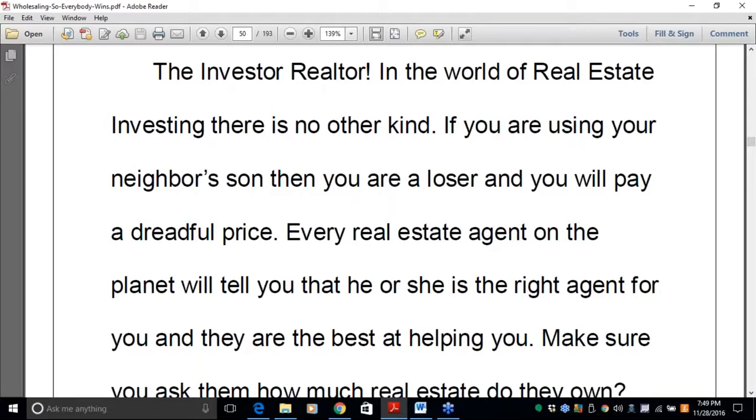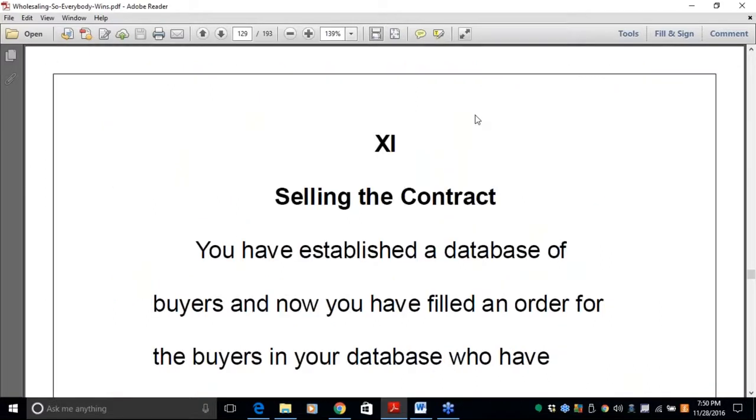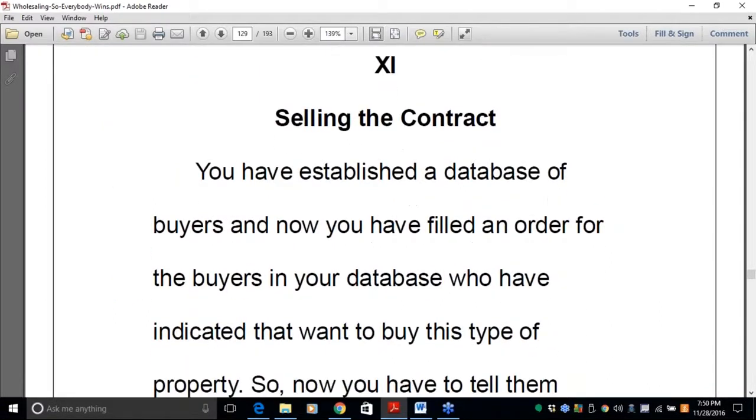Let's go to, let's see here, page 129. Okay. Let's talk about selling the contract. Hopefully we can get through this, at least this portion, which is the last thing I wanted to talk about. Again, if I have a few minutes, I might touch on one or two more things.